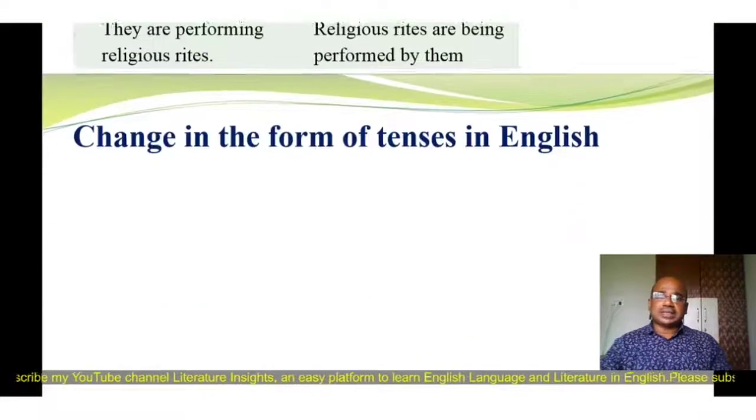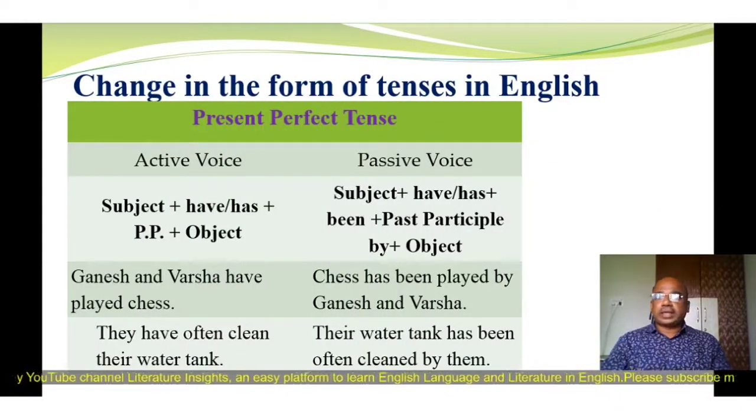Let's see the third tense, present perfect tense. Here you can see the structure, subject plus have, has plus past participle plus object. Passive voice, subject plus have, has plus been plus past participle plus by plus object. Now you can see the examples. Ganesh and Varsha have played chess. Chess has been played by Ganesh and Varsha. They have often cleaned their water tank. Their water tank has been often cleaned by them. These are the examples of active voice and passive voice in present perfect tense.